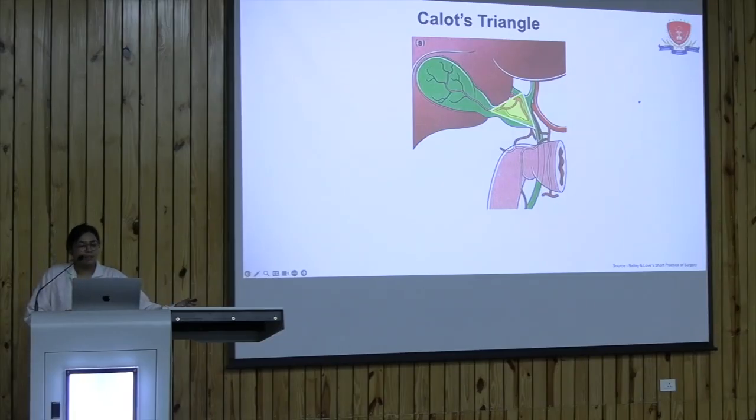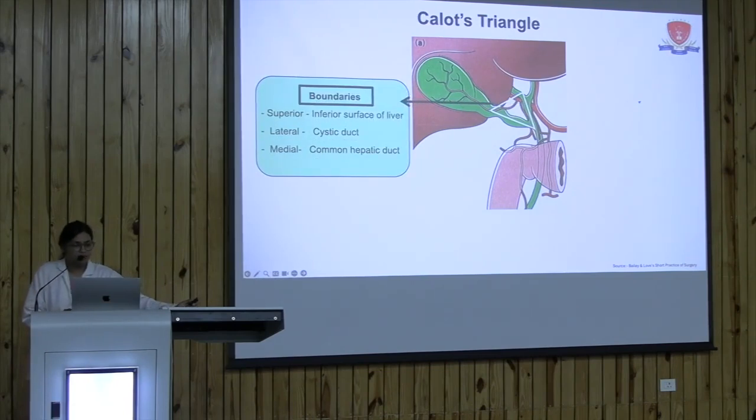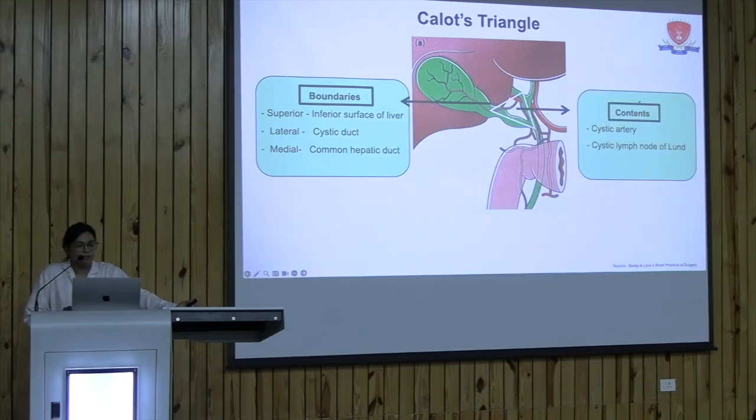It is superiorly bounded by the inferior surface of the liver, laterally by the cystic duct, and medially by the common hepatic duct. The contents of this triangle include the cystic artery and the cystic lymph node of Lund.